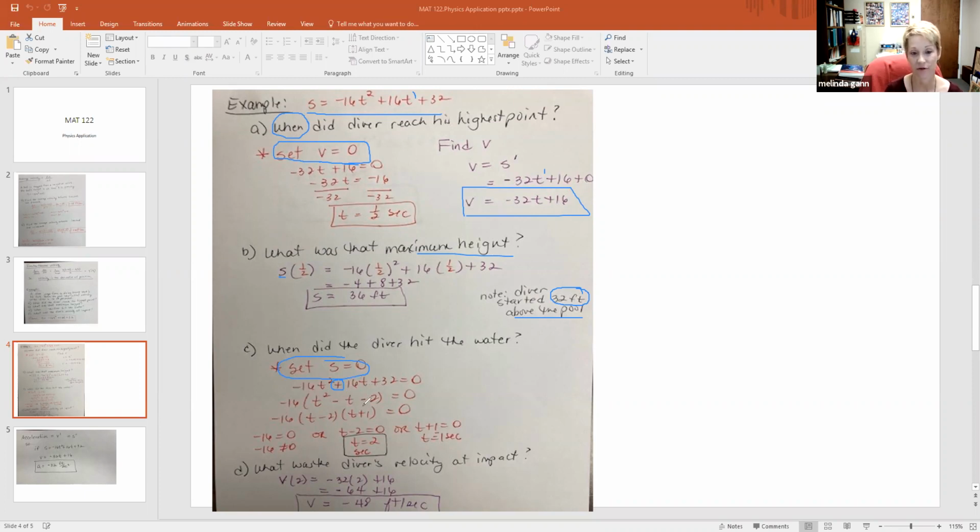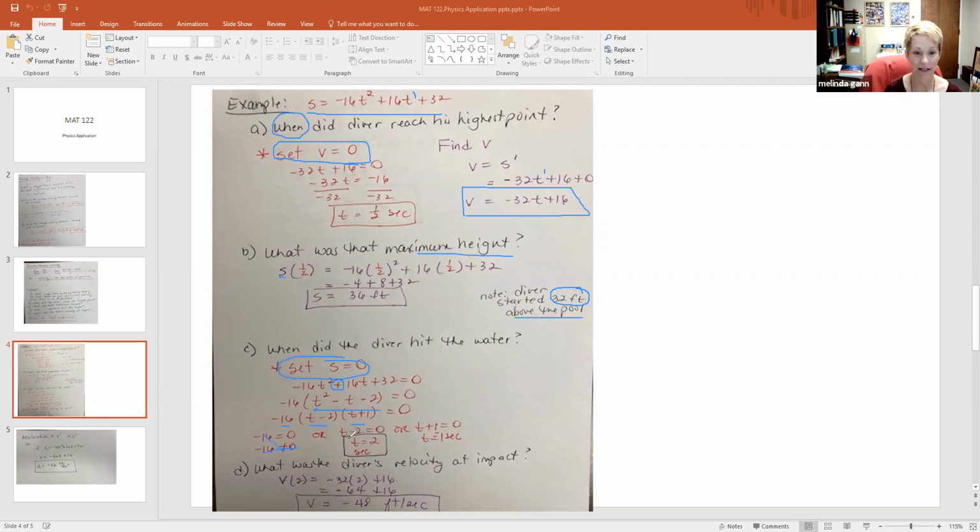Then this factors. If this didn't factor, I'd go use the quadratic formula. So it factors into t minus 2 and t plus 1. So I've got two things multiplied together to give 0. One of those must be 0. Either t minus 2 is 0, or t plus 1 is 0. Well, -16 is not ever going to be 0, so that one's not possible.